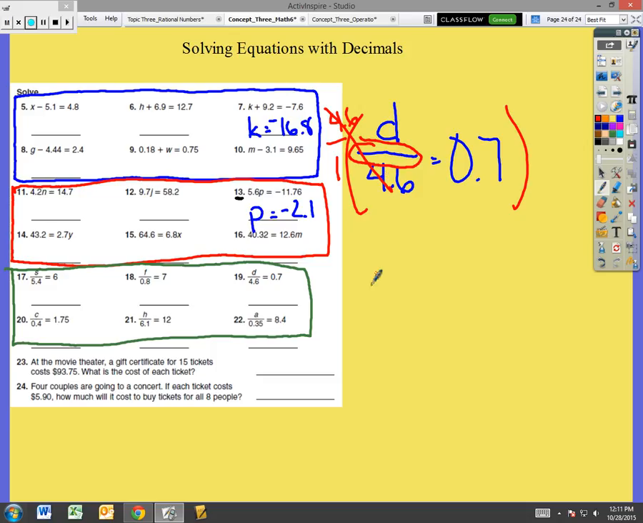It's gone. I'm now left with D. I'm going to multiply this side by 4 6/10. What I'm going to do over here is multiply right down here, 4 6/10 times 7/10. Again, it helps me if I am fluent with my multiplication facts. If I'm not, this becomes very tedious.